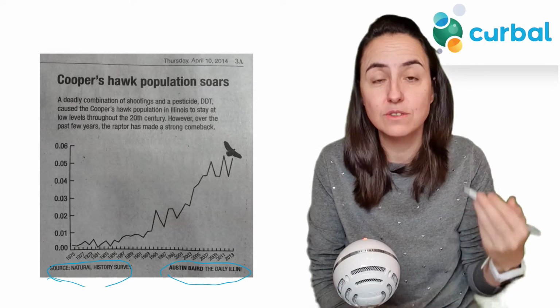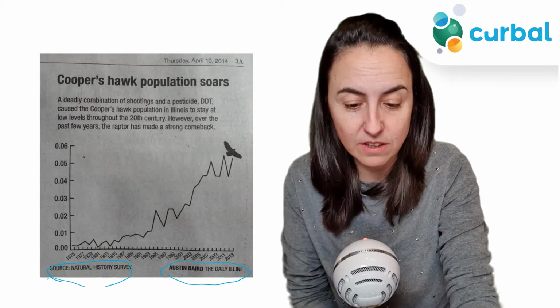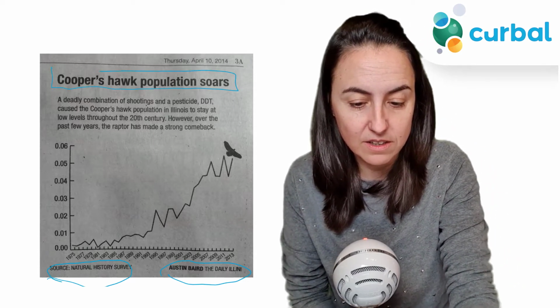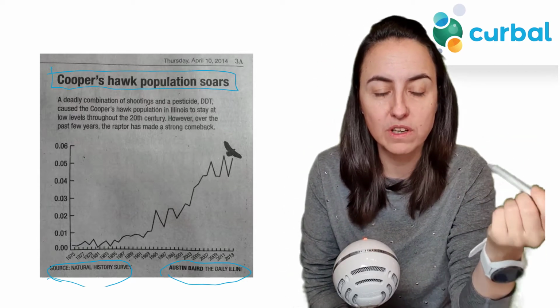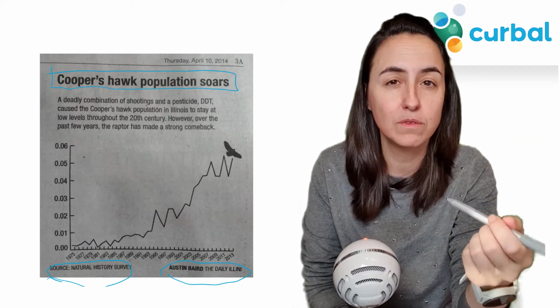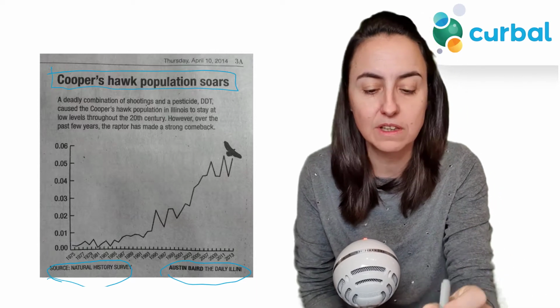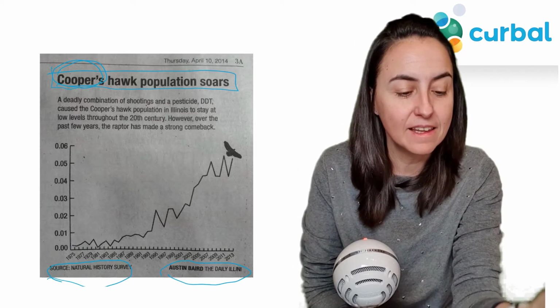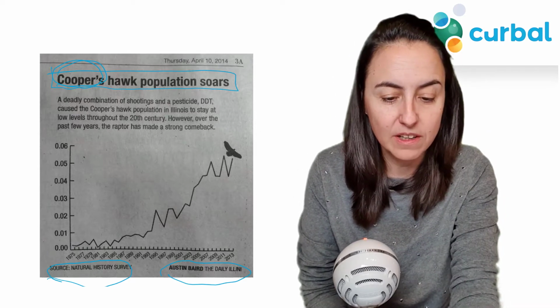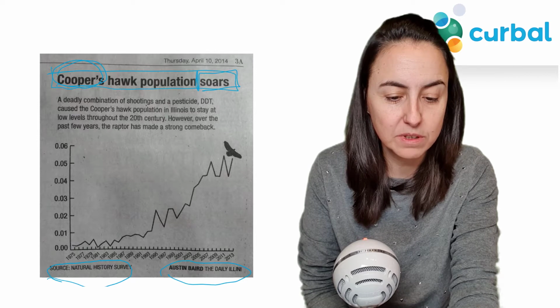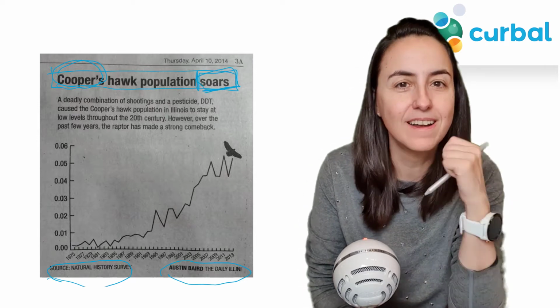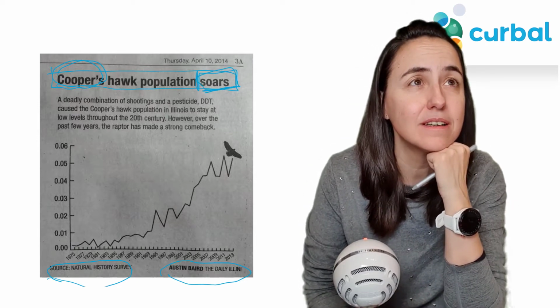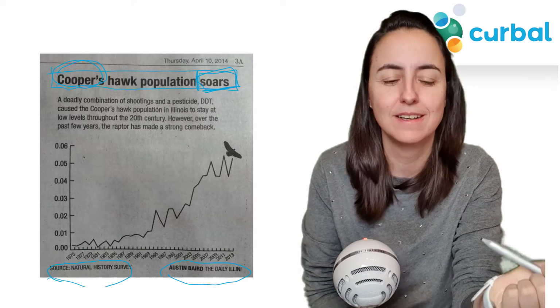The next thing you should do when reading charts is to take a look at the title, and it says Cooper's hawks population surge. This is a bird, a hawk, a specific type of it, which is called Cooper's. And they say that the population surge, this is going to be key in our analysis later. Surge basically means it increased dramatically.